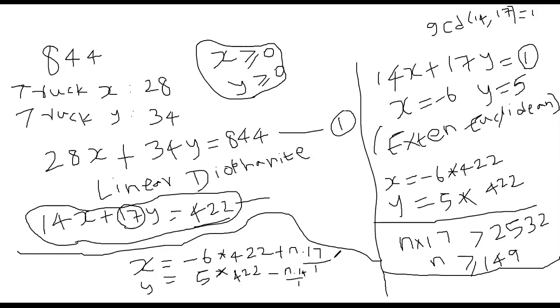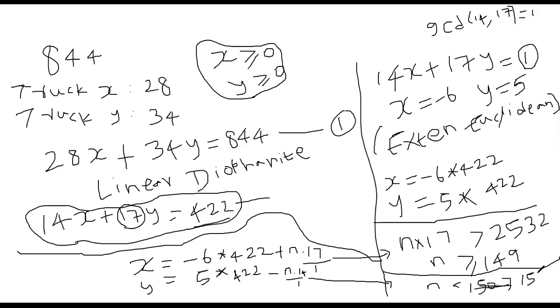N from this coming from here, right? Just to be clear. And now I'm going to write something from the y part. Y must also be greater than or equal to 0, right? That means 5 times 422 minus n times 14 must be greater than or equal to 0, which comes to be an n less than or equal to, well, n is strictly less than 150.something, some decimal number. So which means we can just say n less than 151 because n is an integer.